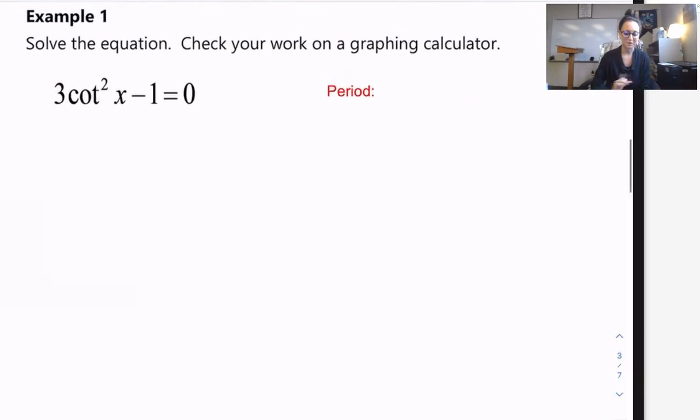Okay, we are back. So we've got 3 cotangent squared x minus 1 is 0. I see that I'm not restricted to a particular interval. So first let's think about the period of cotangent or tangent. We said that was pi, right? So I only need to check the top half from 0 to pi on the unit circle because then I'm going to get repeats, okay? So remember, first thing we need to do is isolate the trig term. So I'm going to add 1 first, get rid of the negative 1, and then divide by 3.